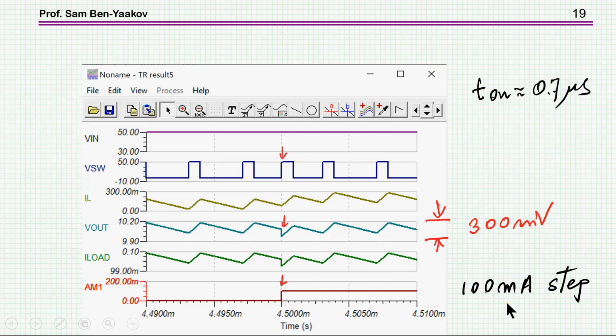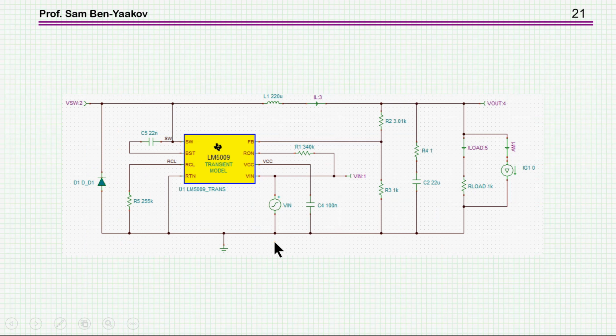This is a low current controller. The maximum current of this controller as it is designed is about 150 milliamps. So we're talking about relatively low current, but obviously the same concept, you can of course upscale it to higher current. Another point that I'm showing here is the operation in discontinuous mode.